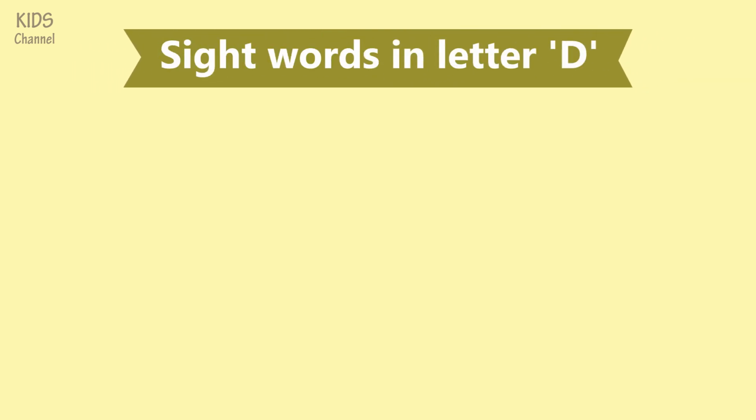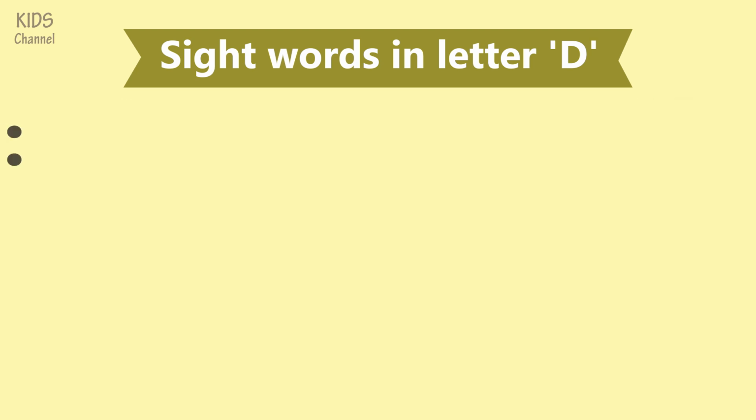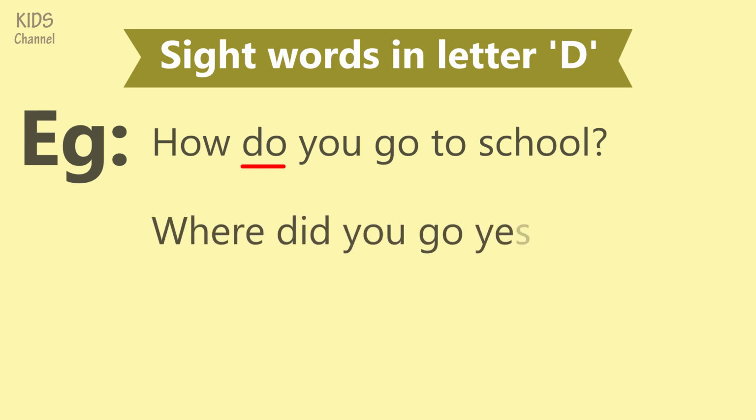Sight words in letter D: did, do, down. With few examples, we'll identify the sight words in letter D. Example 1. How do you go to school? Here, do is a sight word in letter D. Example 2. Where did you go yesterday?